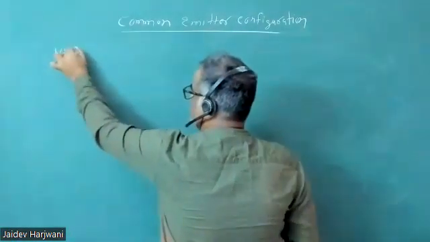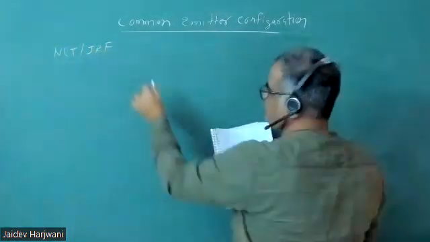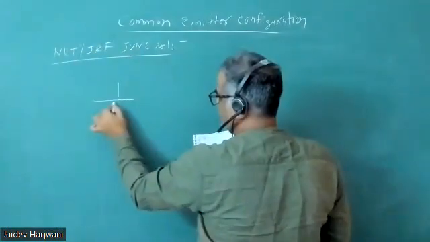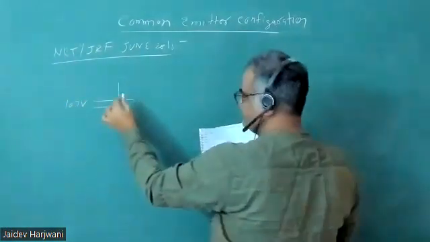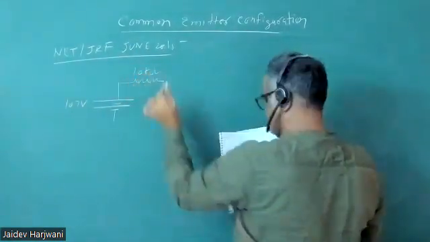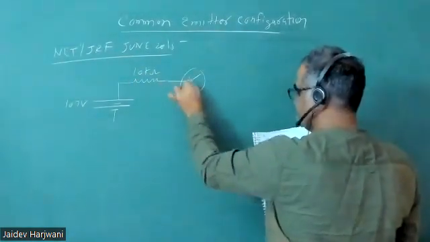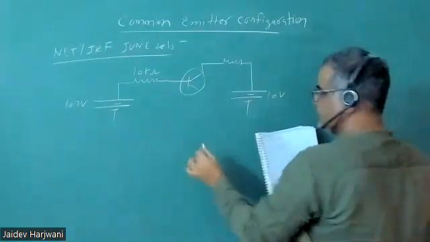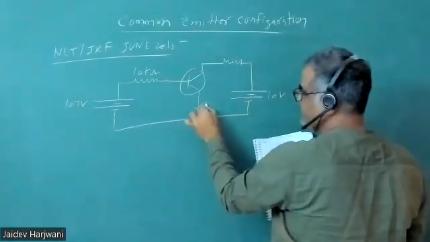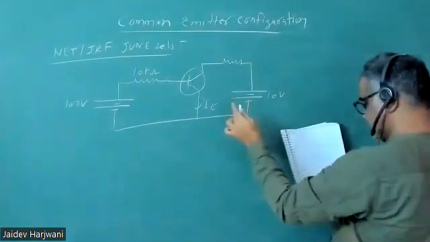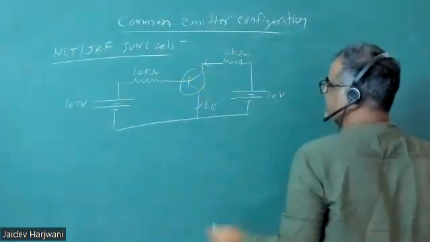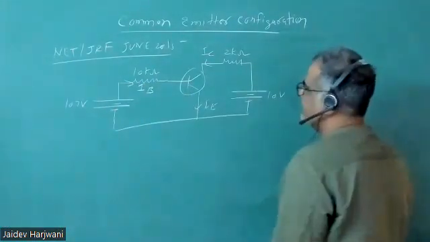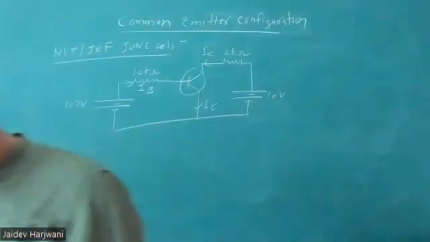This came in your NET and JRF, June 2015. They are giving you minus 10.7 volt. This is your 10 kilo ohm, this is your transistor, this is your 10 volt. Here this is connected IE, current is coming here, and this is your 2 kilo ohm. This is your IC, IE, and here this is your IB. Calculate and find out what's happening in the circuit.